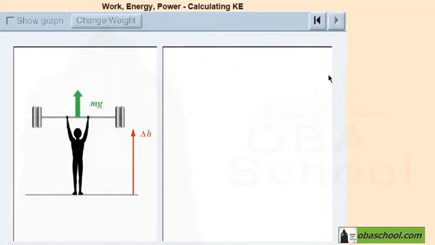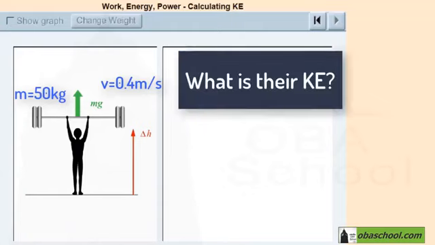So let's say in this example that the weights have a mass of 50 kilograms and are moving at 0.4 meters per second. What is then their kinetic energy? So have a moment and try calculating it by yourself.